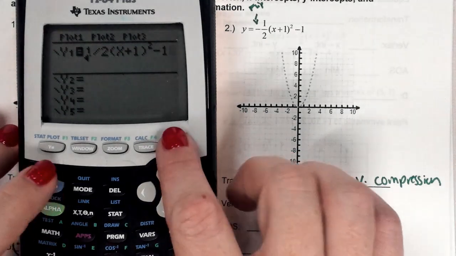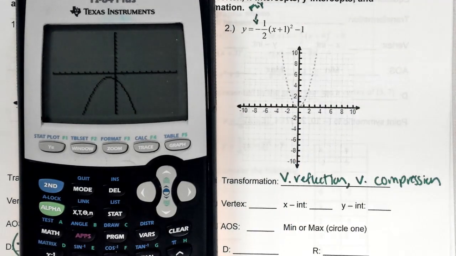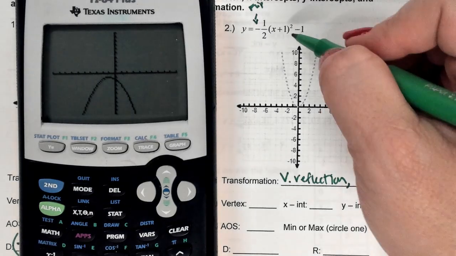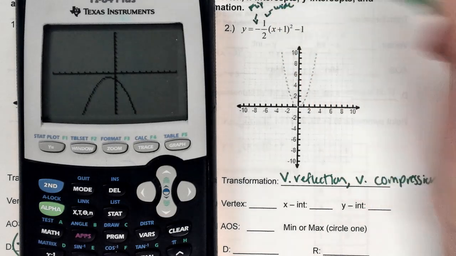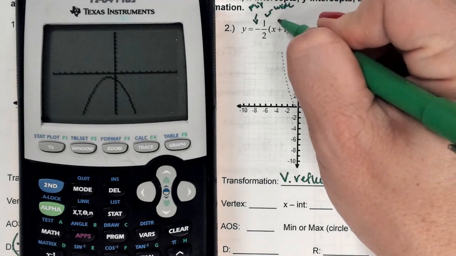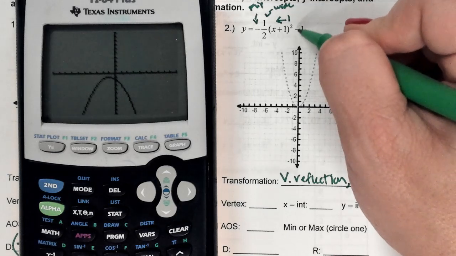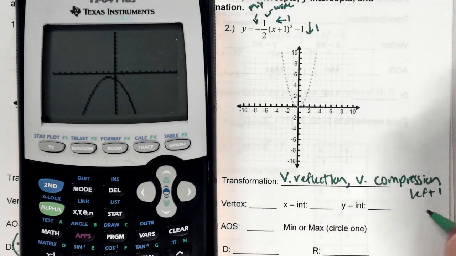And when I hit graph, do you see it reflected? It compressed. We didn't keep going though. What else did it do? It got wider. The 1/2 made it wide. What did this plus 1 on the inside make it do? Left 1. And what did this one make it do? Down 1. So it also went left 1, down 1.